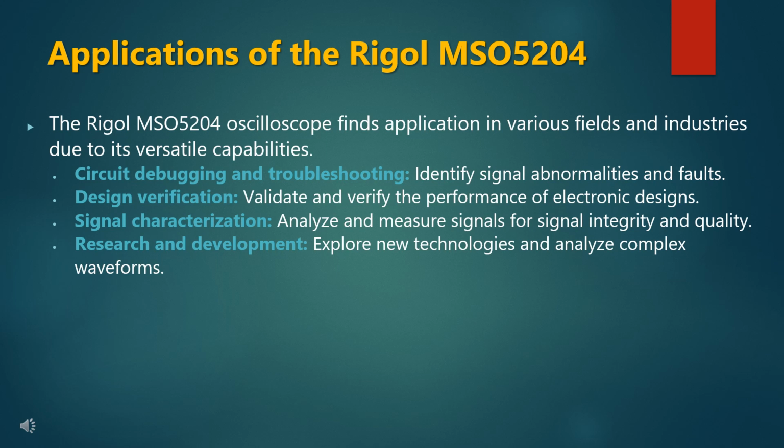2. Design verification. The oscilloscope plays a crucial role in validating and verifying the performance of electronic designs. Engineers can measure and analyze signals to ensure they meet design specifications, identify areas for improvement, and validate the functionality of their designs.